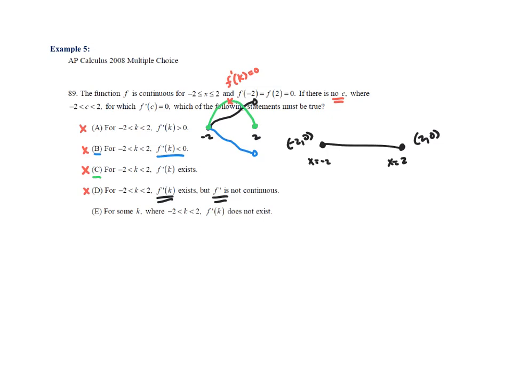Therefore, E, for some k, where k is between -2 and 2, f prime at k does not exist. So let's sketch that right over here. We're going to go with a purple here. Yeah, that looks good. Okay, so if I'm to have an output of 0 here and an output of 0 here and never have a derivative of 0 somewhere in between, I would have to have a value k such that f prime at k does not exist. That's the only way that I can achieve everything that this question is asking for.